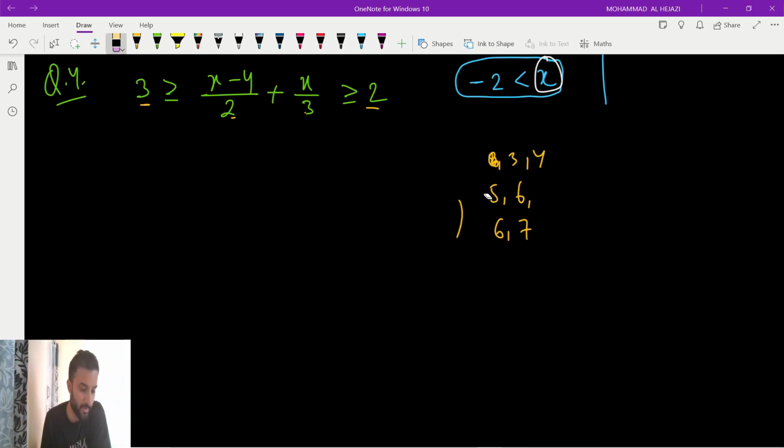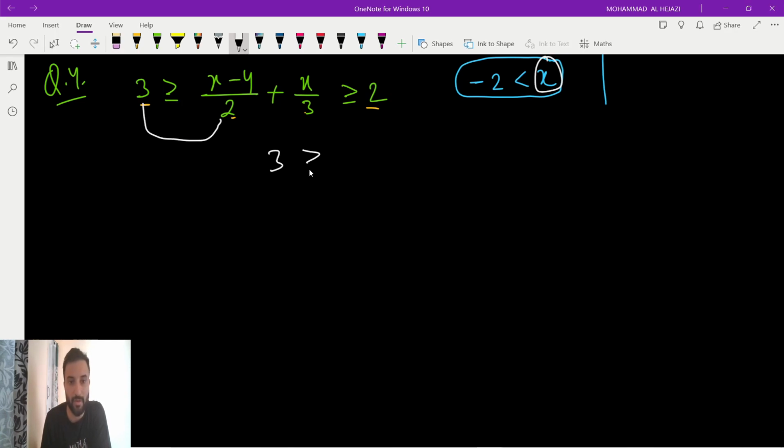Otherwise this will become very big. Okay, now what we will do, we will take the first and second. First and second means this 3 is greater than or equal to, this is the second. So for the second, we find the LCM, and we know we find it by multiplying the denominators, then we do the cross multiply.